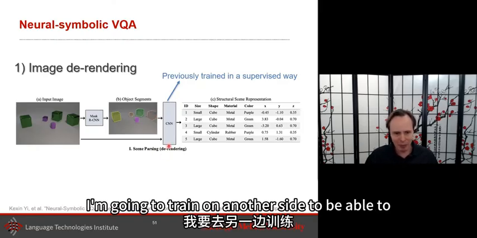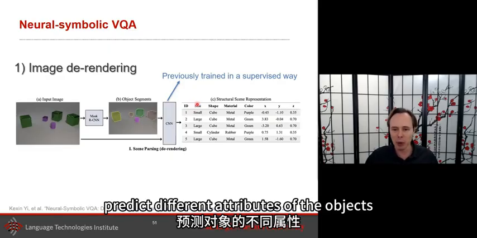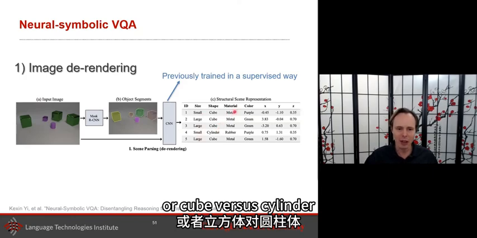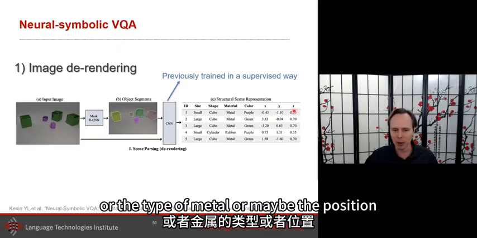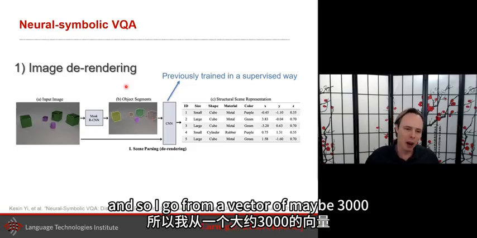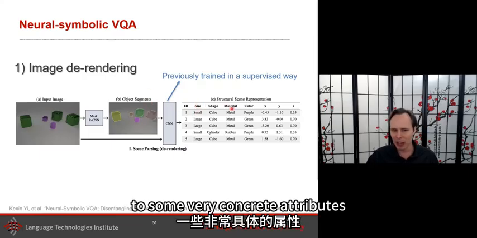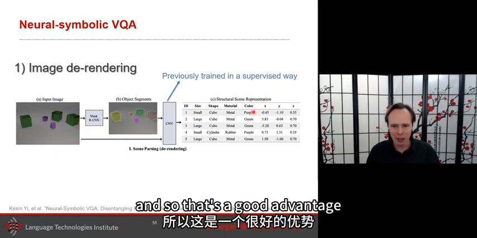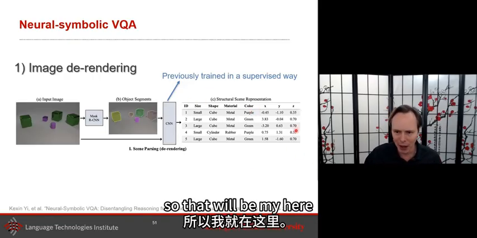I'm going to train on another set to be able to predict different attributes of the objects, like small versus large, or cube versus cylinder, or the type of metal, or maybe the position. Well, the position I can get directly from the RCNN. And so I go from a vector of maybe 3,000 to some very concrete attributes. So these are human-interpretable attributes, and that's a good advantage.